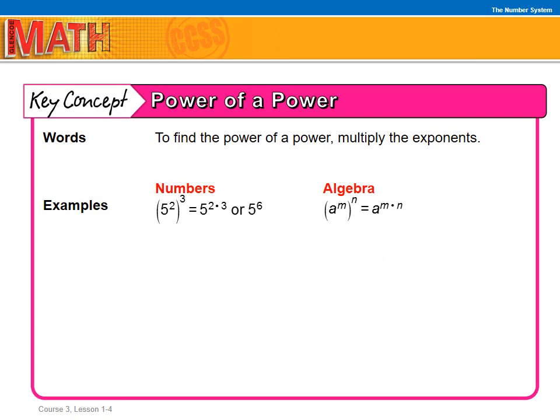Key concept: power of a power. In words, to find the power of a power, multiply the exponents. What it means by power of a power, in the examples here with numbers, we have 5 to the second power to the third power. So the base stays the same, and we're going to multiply the exponents. In this case, 2 times 3 equals 6. So our answer is 5 to the 6th power.